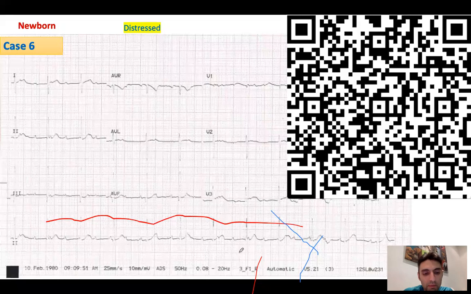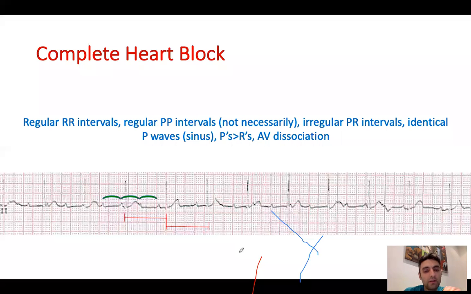So this is complete heart block. There is complete dissociation between the P's and the QRS's. The RR interval is usually regular. The PP interval is generally regular, but maybe a little bit irregular. So that's not a must, but often the RR interval is regular. There are PR intervals all over the place. And the P waves are coming from the sinus node, because the AV node should conduct sinus activity, may not well conduct non-sinus activity.